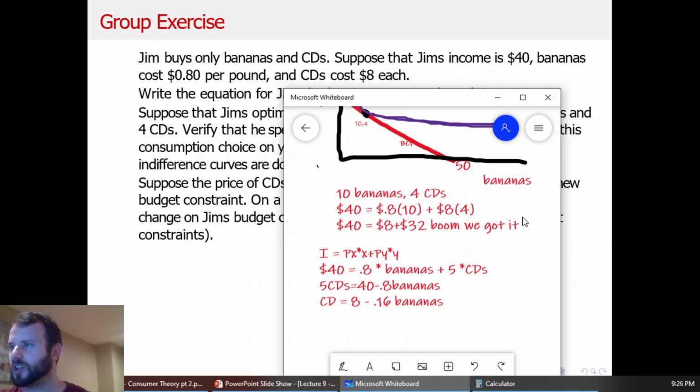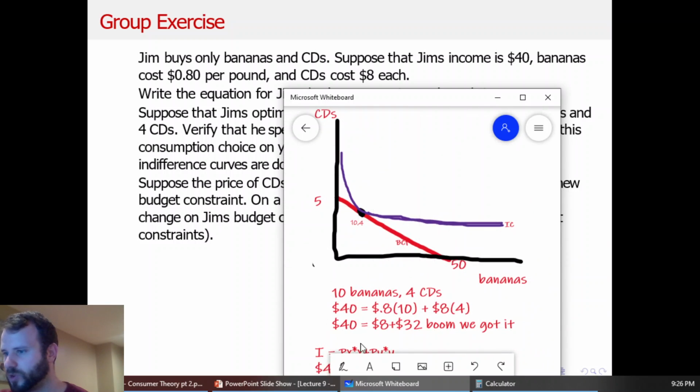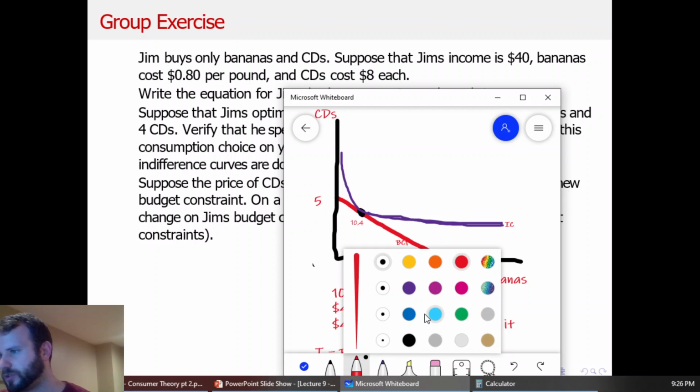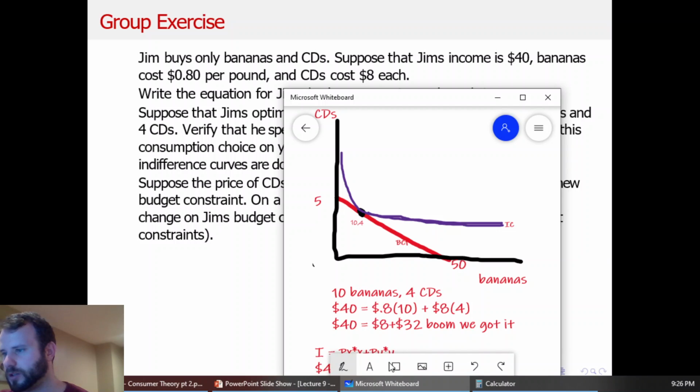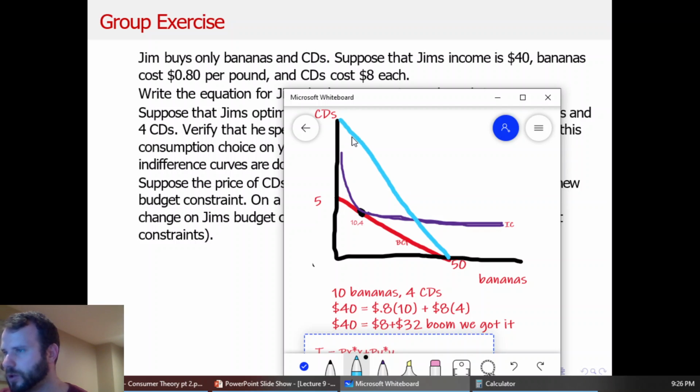Alternatively, we could just connect the two lines. So let's do our new budget constraint in light blue. So we know that the new y-intercept is moved up to 8. The x-intercept is still 50. All right, fair enough. That'll have to do.